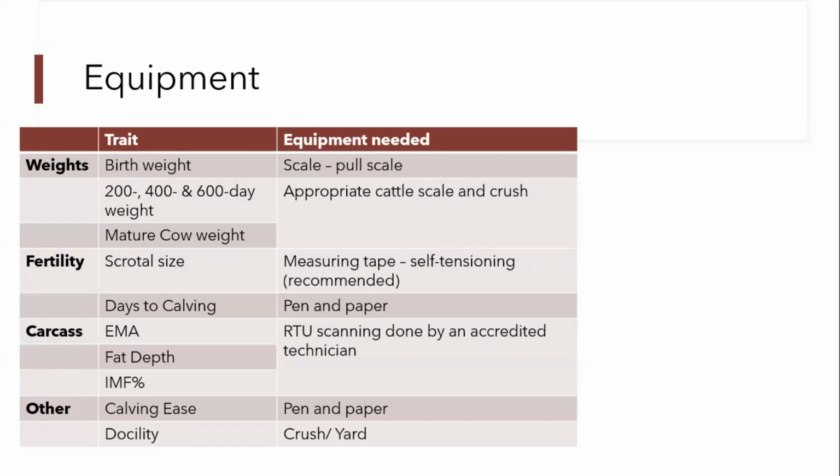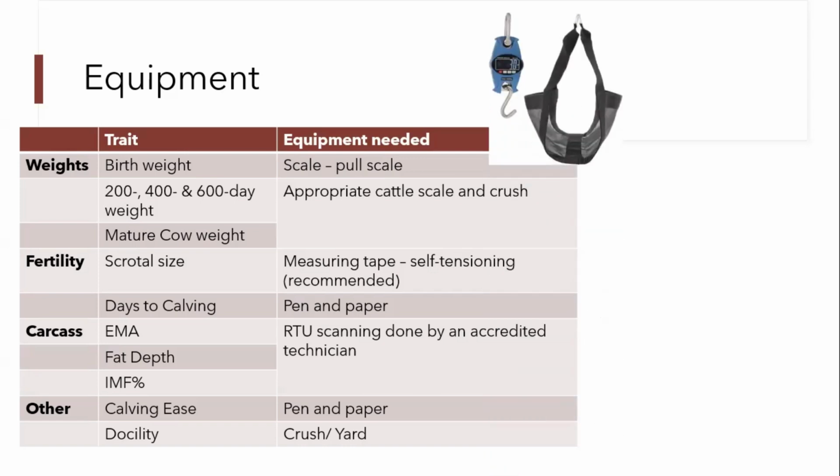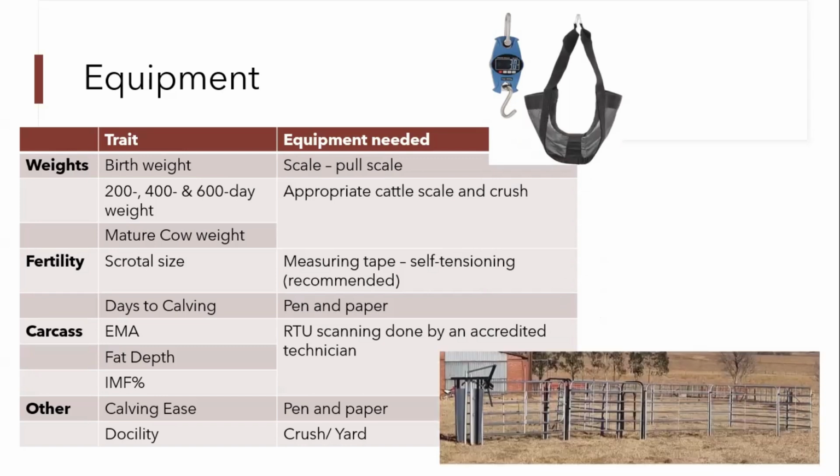So then we get to the equipment. As a cattle breeder, you need to invest in some equipment. And especially if you are a stud breeder, there is some additional equipment that you need to invest in. For your weights, you need a scale. For birth weight, as I mentioned, you use a pool scale.